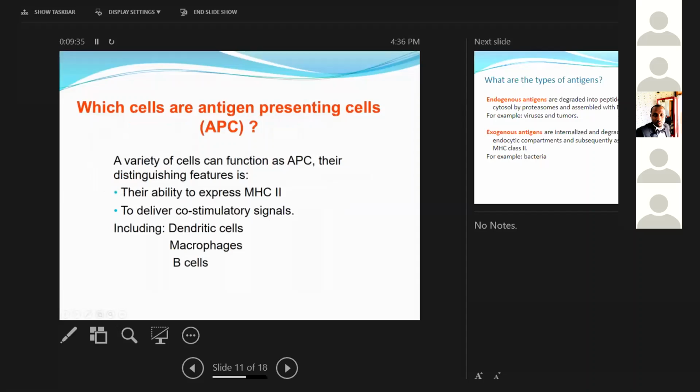Next slide. So who are these antigen presenting cells? As I said, they are specialized cells because they have the ability to express MHC class 2, but also they can give the co-stimulatory signal to T helper cells. And they include, as I mentioned earlier, dendritic cells, macrophages, and B cells.